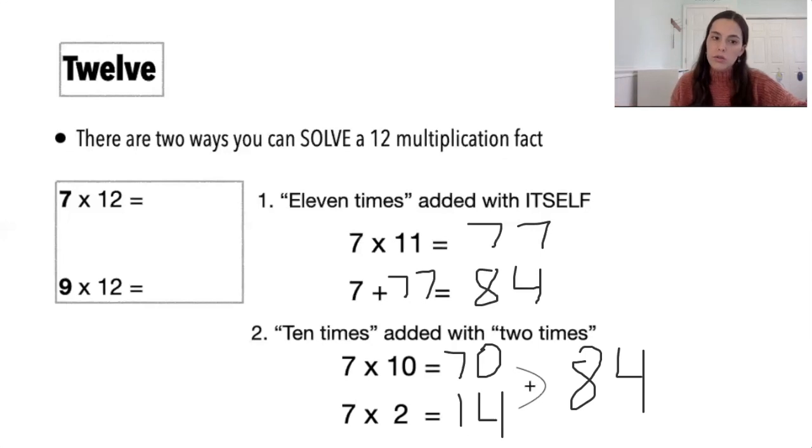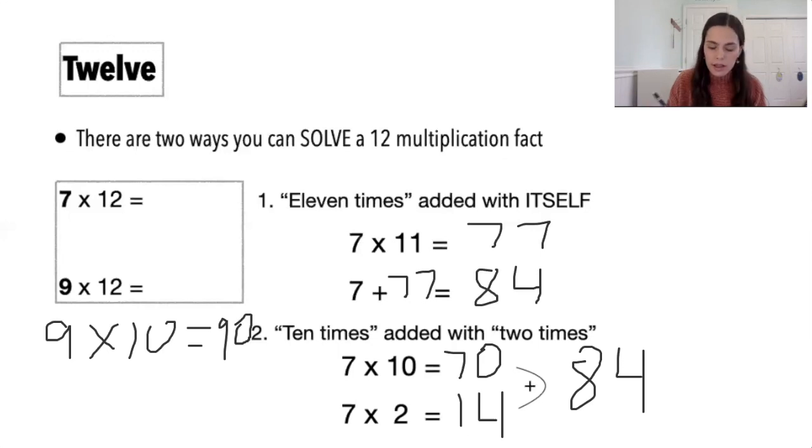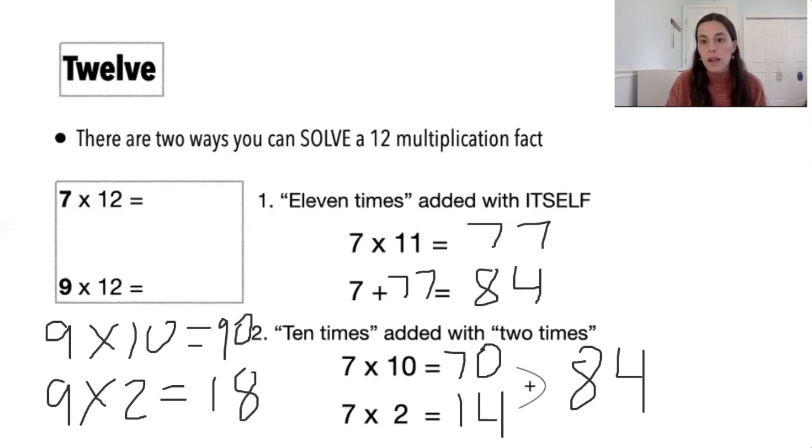We also can do 9 times 12 together. We will do 9 times 10, which equals 90. And then we will do 9 times 2, which is 18. And when we add them together, we get 108. And you will get the same answer if you do it the first way.